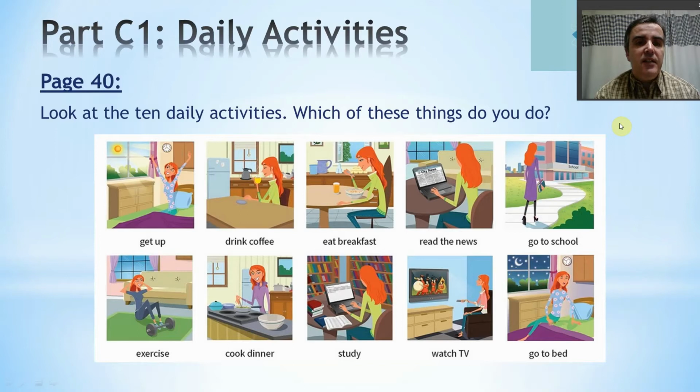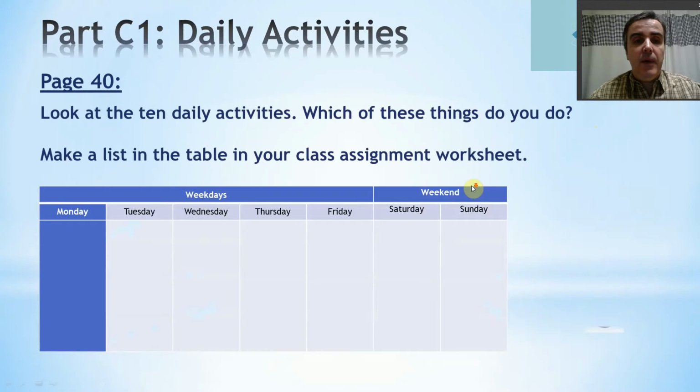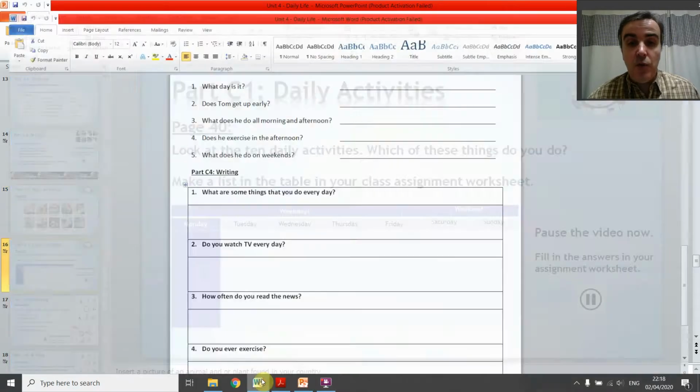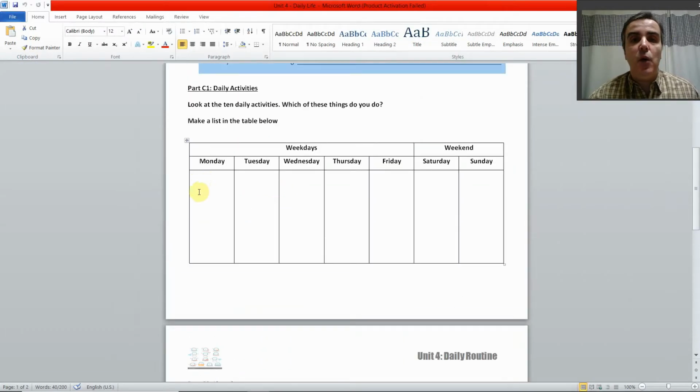So our daily activities are get up, drink coffee, eat breakfast, read the news, go to school, exercise, cook dinner, study, watch TV, go to bed. There are many other activities that people do every day as well. So some of these things you may do and some of them you may not do. So what I would like you to do is look in your worksheet and you will see you've got a little table that has the 7 days of the week. You're going to maybe write 1 or 2 activities into the worksheet about things that you do on those days.